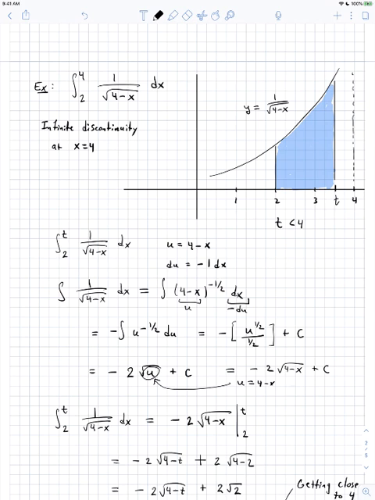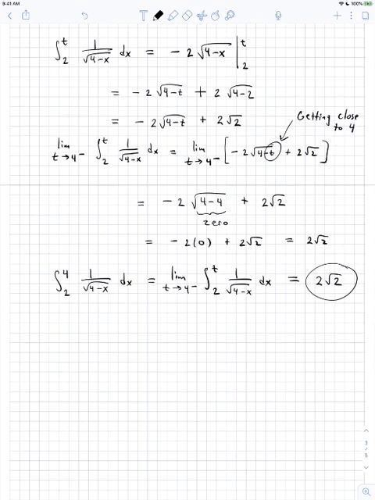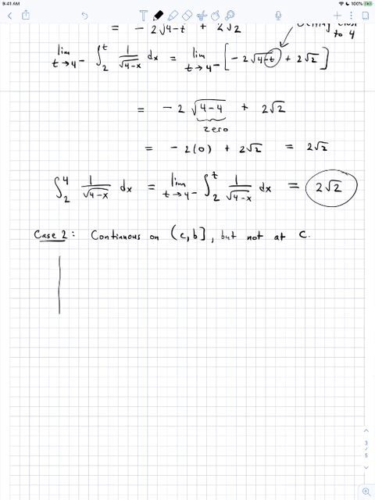So that is our first case. That is the first case that we've seen. Case 2 is similar. So for case 2, suppose that our function is continuous on the interval from c to b, including b, but not at c. So this is sort of the mirror image of what we were looking at before.